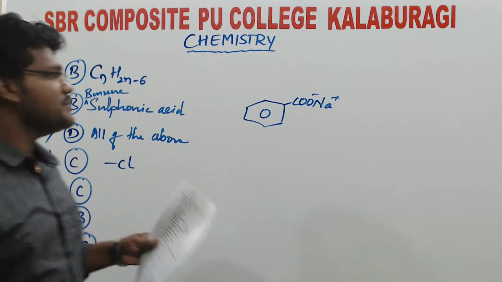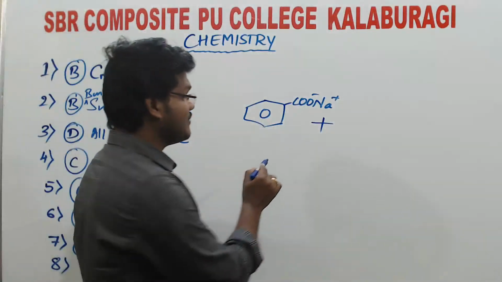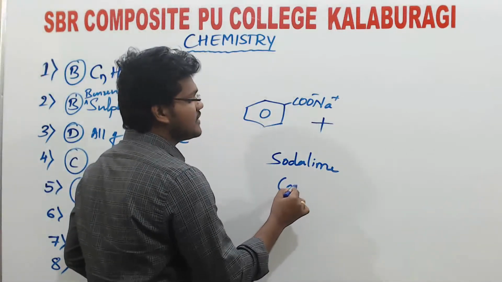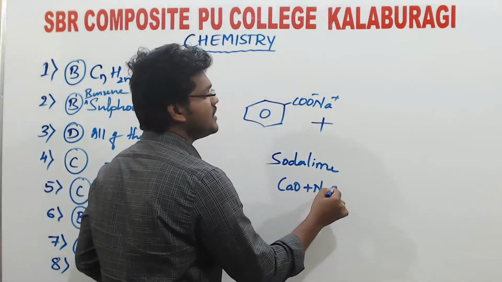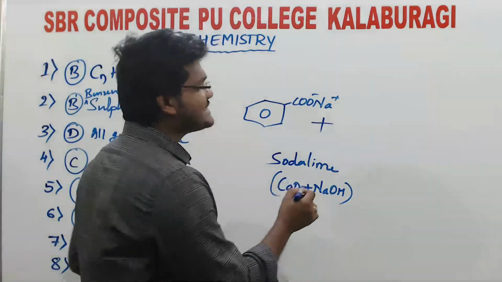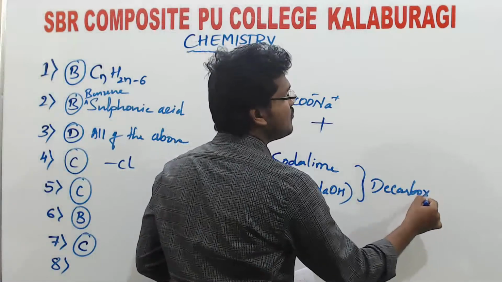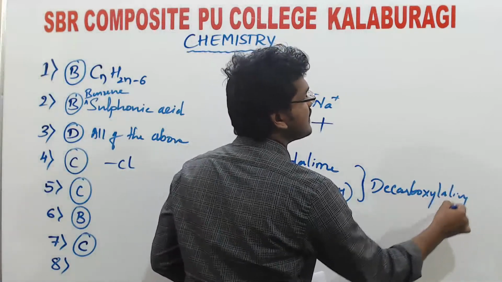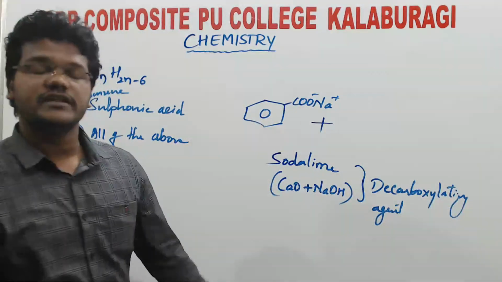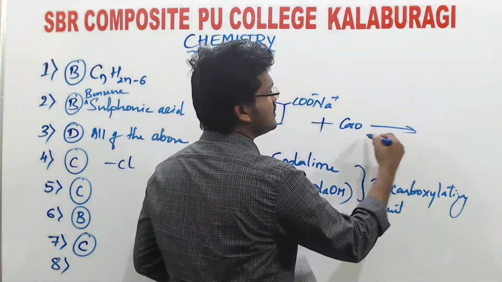So this sodium salt of benzoic acid is treated with soda lime. What do you mean by soda lime? Soda lime is a mixture of calcium oxide plus NaOH. It acts as a decarboxylating agent. It removes the carboxylic group.